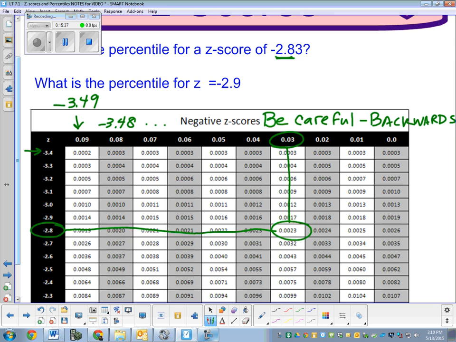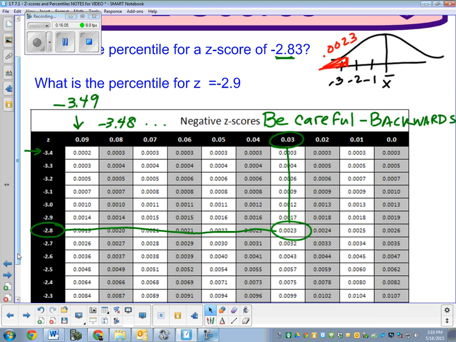And it should make sense that it's so tiny, 0.0023, because if we think about where it is on the normal curve, here's your mean, here's 1, 2, negative 3. Negative 2.83 is somewhere right around in here. So you're finding this percentage right there. It's always below 0.0023.